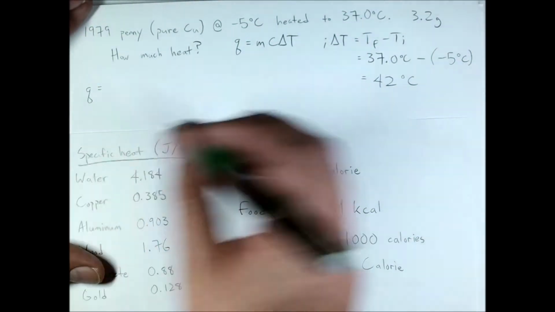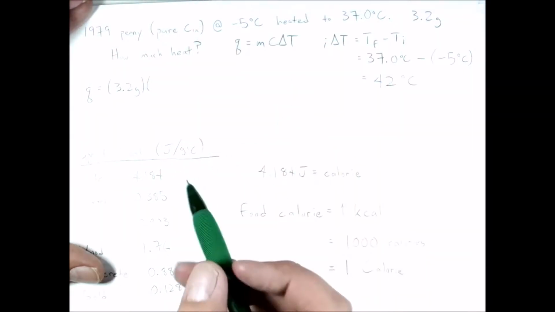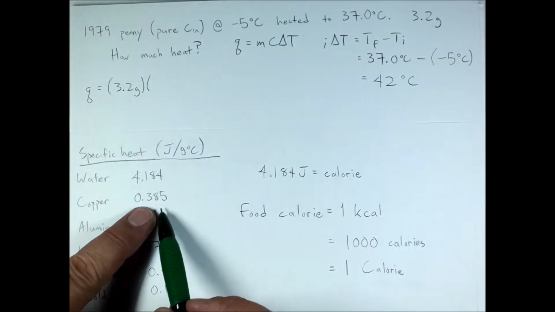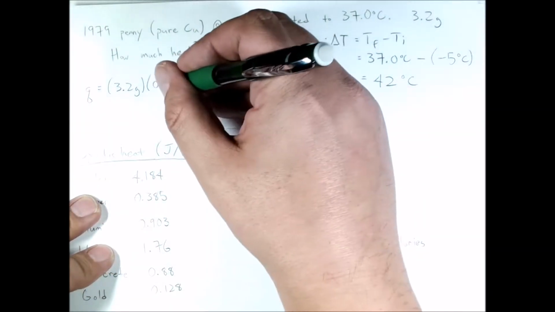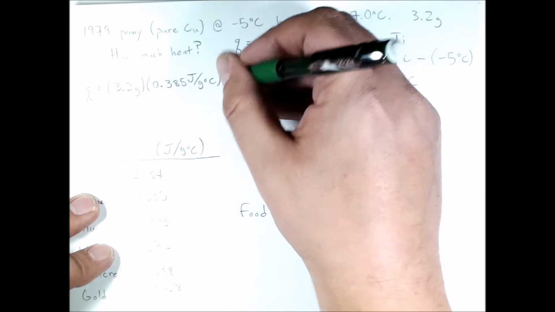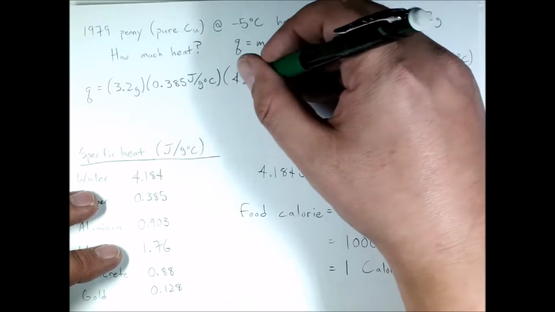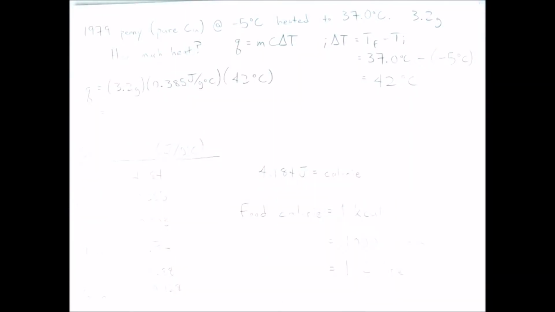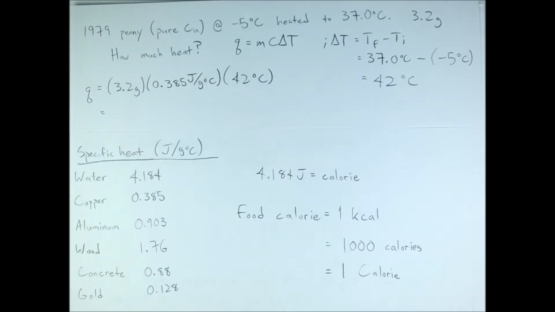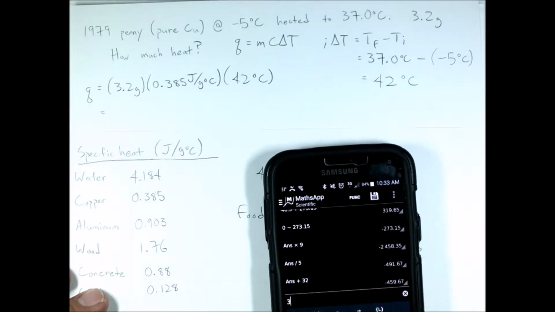So Q equals the mass, which was 3.2, times our C value, 0.385. And keep your units on there so we can make sure that things cancel properly. All right, and then our temperature change, which was 42 degrees C. Now we just go ahead and break out the calculator. Always set it up first before you take out the calculator. You don't want to waste your time doing calculations that are incorrect. Just make sure it's set up correctly before you start punching numbers in.